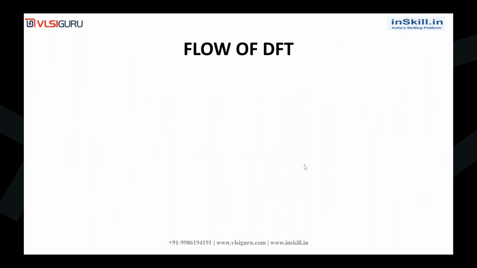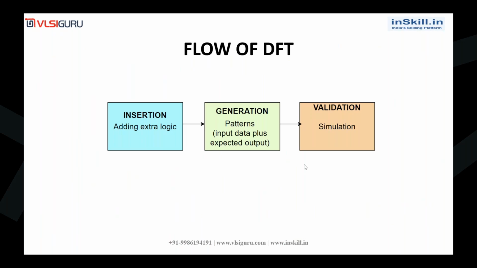And now we'll try to understand the flow of DFT. The flow of DFT: first is insertion, which is nothing but adding the extra logic. Next is generation, that is, patterns will be generated. So input data and expected output will be generated. And then we have the simulation, validation, which is nothing but simulation.